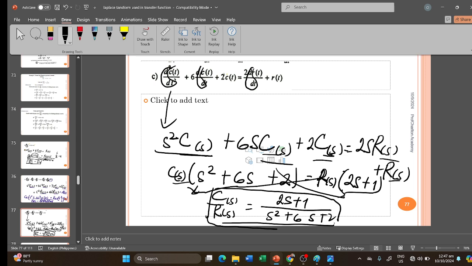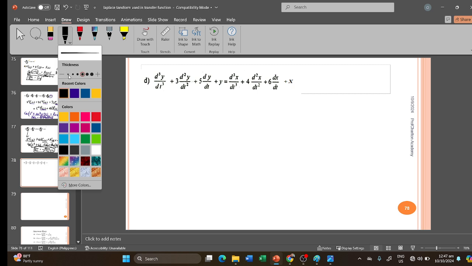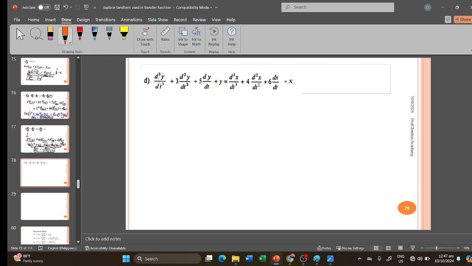So we go to the last entry or expression. So this one. How do we treat this? Look at this: d cube over dt cube, d squared over dt squared, d over dt, then d cube over dt cube, then d over dt. As you can see, there's x and y now. We just have to identify what is output.